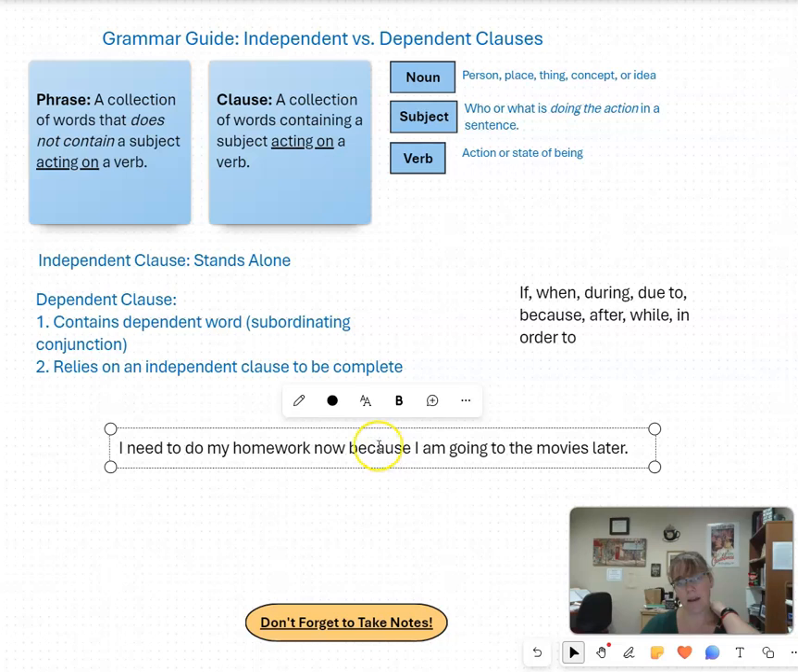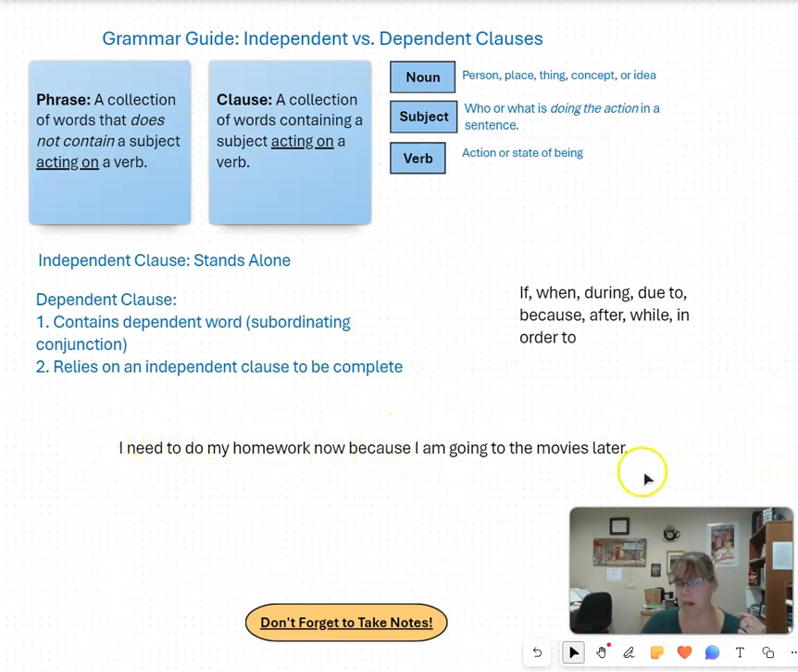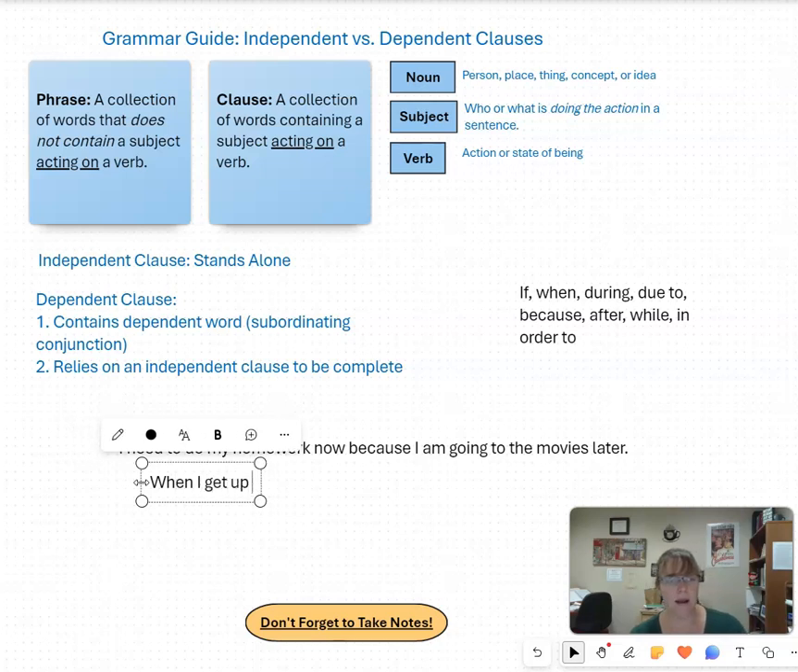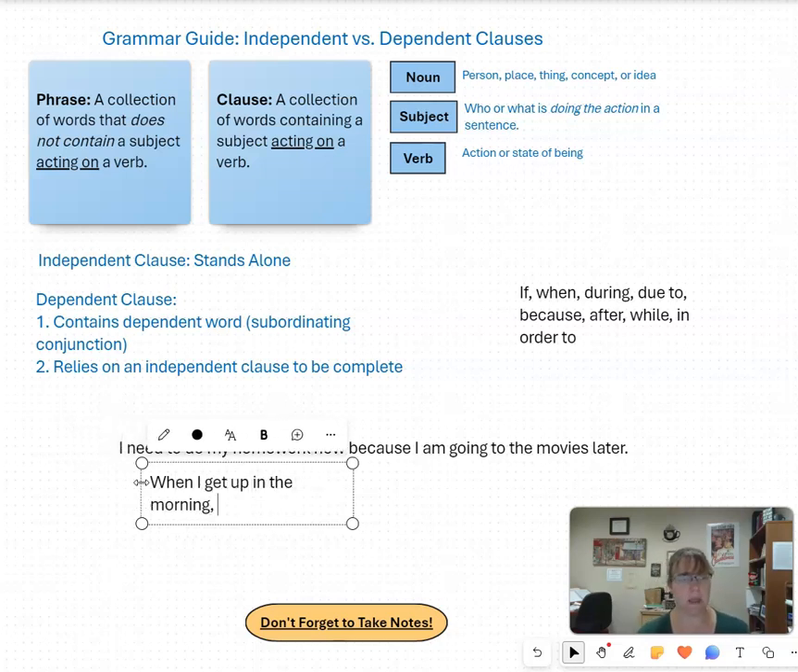Do they have a word in them that is causing them to rely on information that comes before or that follows them? For instance, I could also say something like, when I get up in the morning, I make coffee.